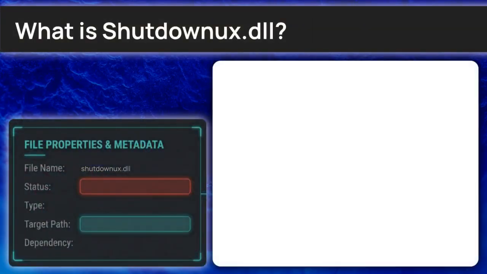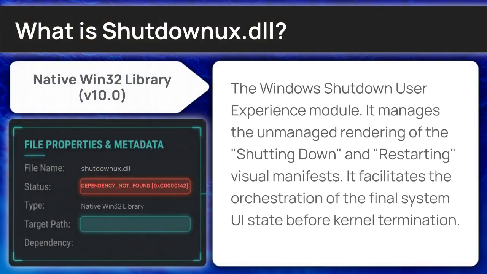This is the Shutdown UX Library, the Windows Shutdown User Experience module. It manages the unmanaged rendering of the shutting down and restarting visual manifests. It facilitates the orchestration of the final system UI state before kernel termination.